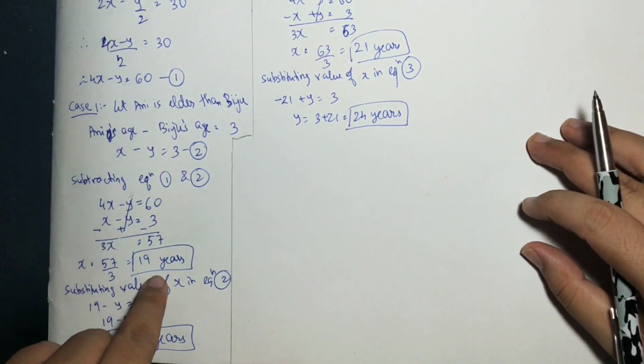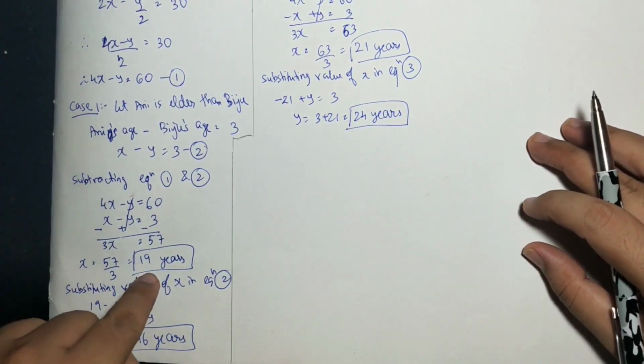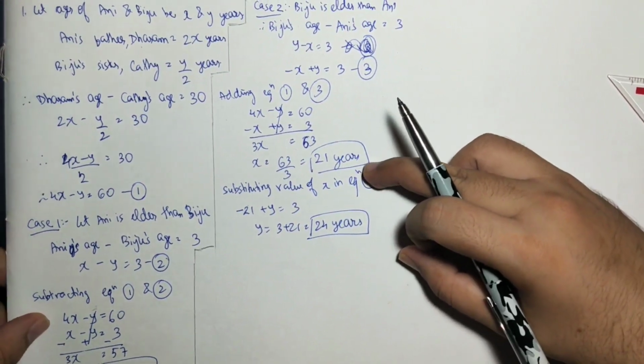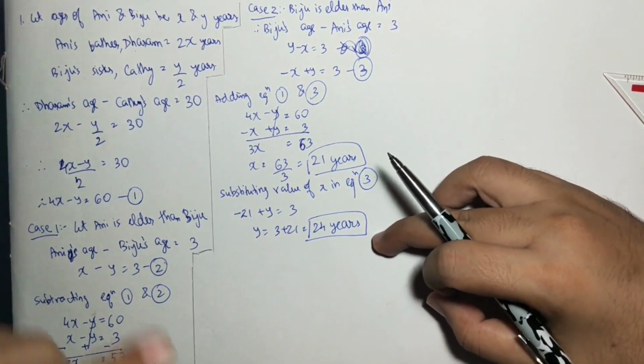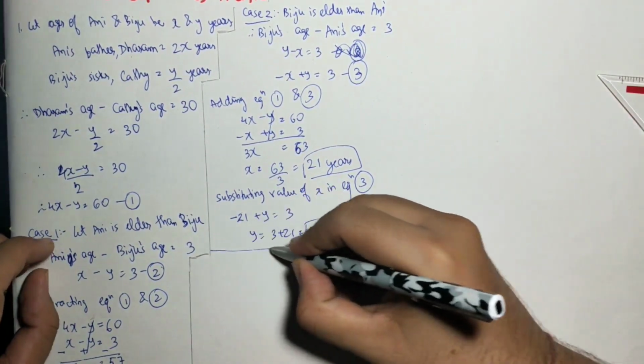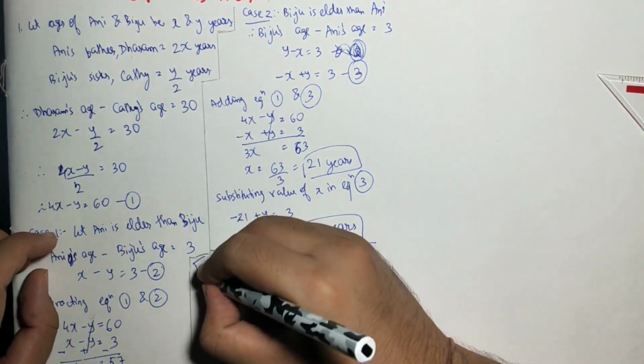Either Annie is 19 years and Biju is 16 years, or Annie is 21 years and Biju is 24 years. Any one of these values is possible. Let us proceed towards the second sum.